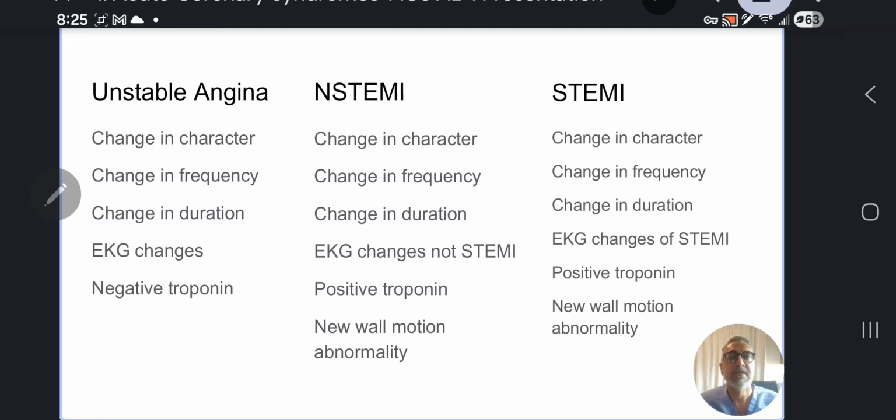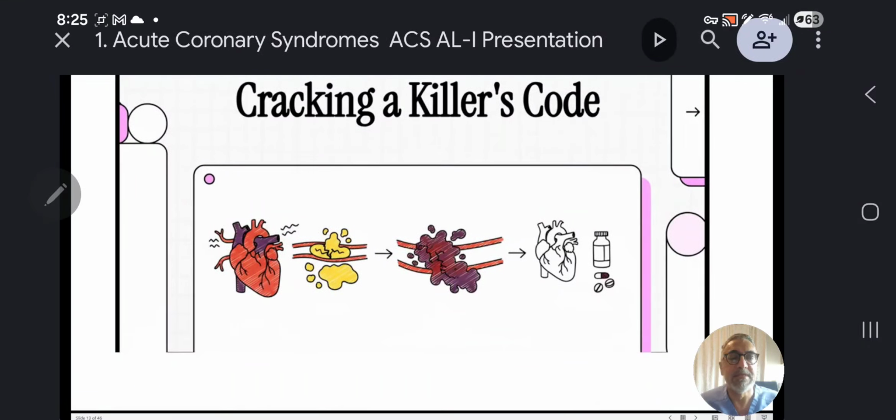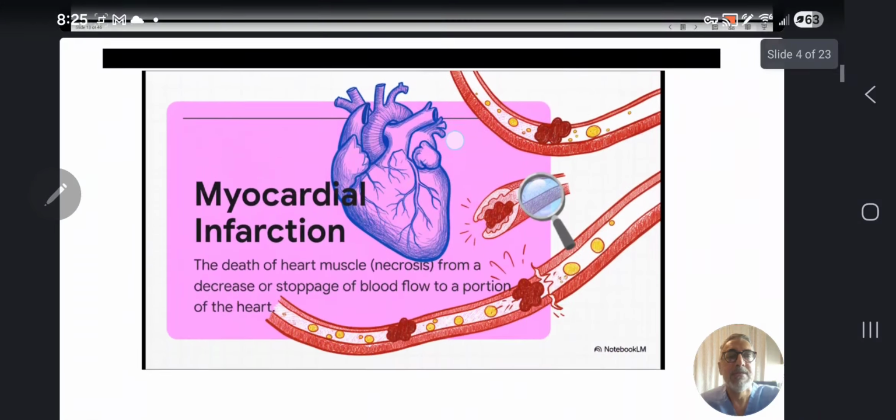In NSTEMI, it has all the features of unstable angina along with positive troponin or a new wall motion abnormality. In STEMI, there are the characteristic ST changes that characterize the STEMI, which is ST elevation. Basically, heart attack is the leading cause of death, and today we're going to crack the killer's code.